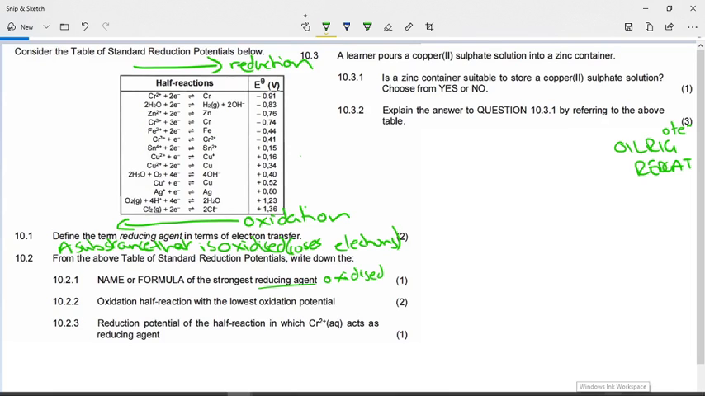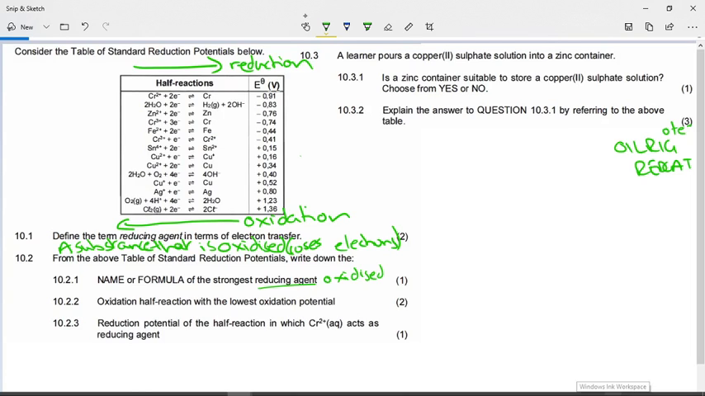So chlorine gas at the bottom here, on the one extreme, has a very positive value to go to a chloride ion. This forward reduction reaction wants to occur. And if we look here at Cr2+ plus 2 electrons going to chromium, this reduction reaction does not want to occur. It has a very negative value.